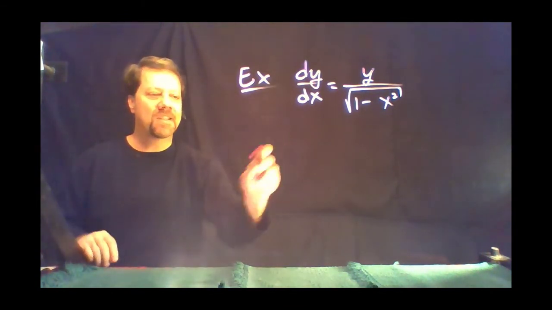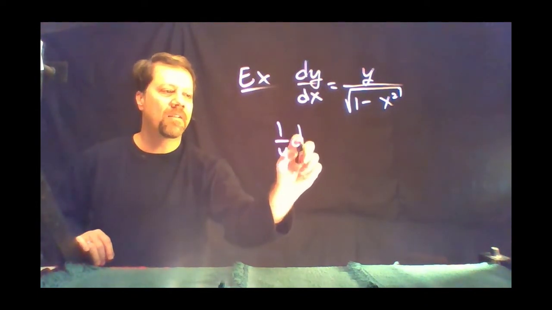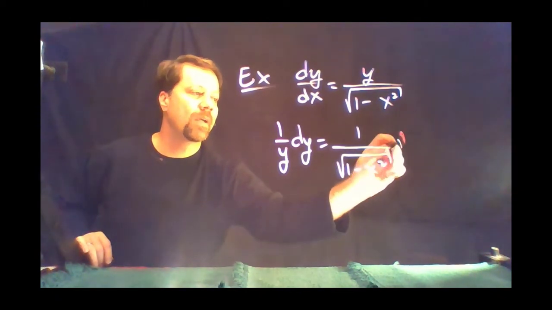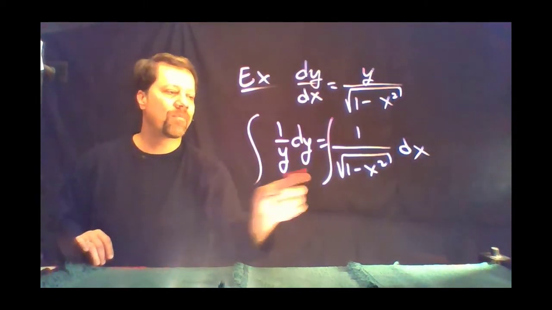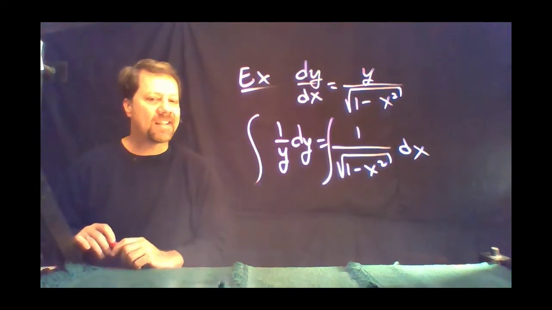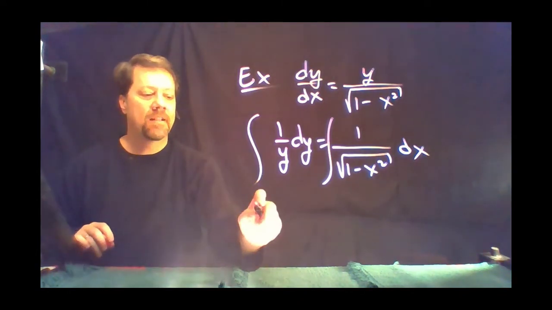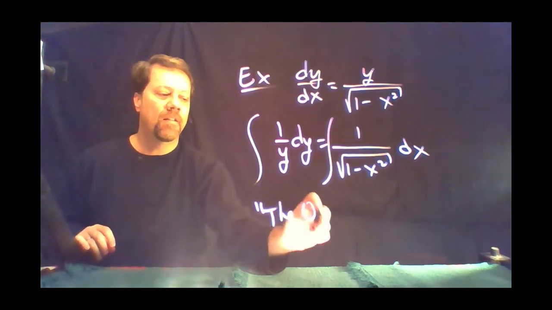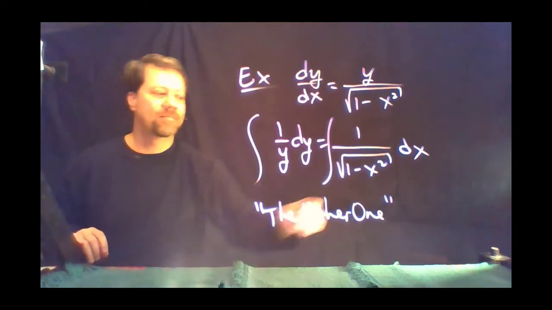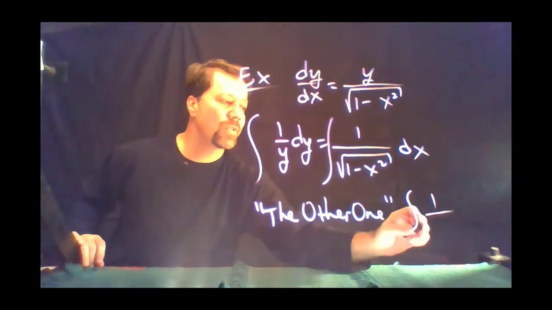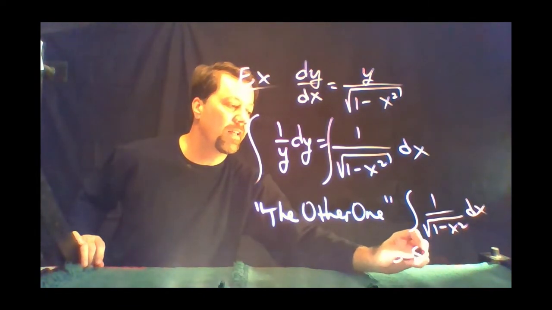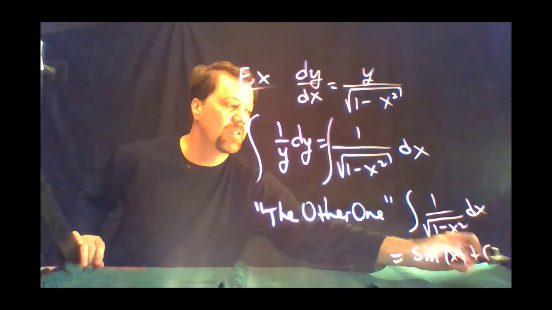Now, we can separate out the variables. 1 over y dy equals 1 over the square root of 1 minus x squared dx, and then integrate. The integral on the left-hand side this time is pretty easy. It's the integral on the right-hand side that you need to remember. That's the other one that I want you to remember. I want you to know that if you integrate 1 over the square root of 1 minus x squared, you get the inverse sine of x plus c.